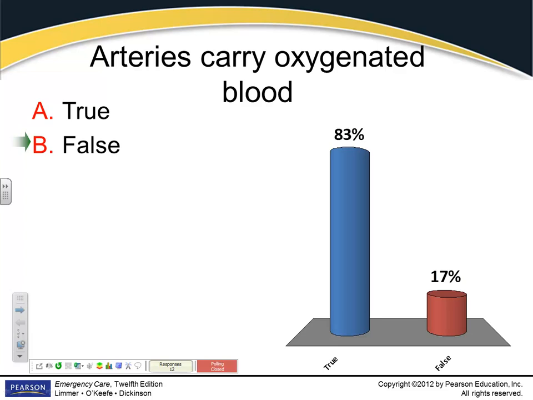See? Some of you missed that. Arteries don't always carry oxygenated blood, because sometimes they don't. So it's false? Arteries carry oxygenated blood. I guess I should have phrased that better. I should say arteries always carry oxygen.